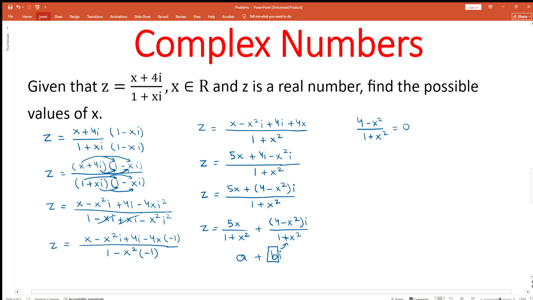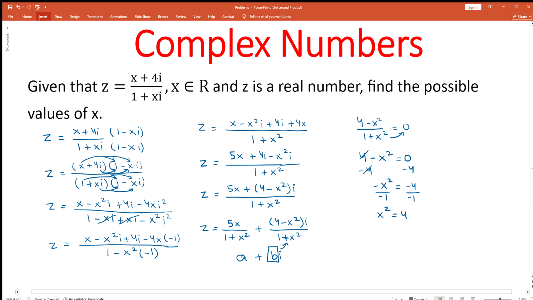We can solve this equation to find the possible values of x. We can cross multiply the denominator expression 1 plus x squared to the right side. I get 4 minus x squared is equal to 0. Next, we can move 4 to the right side of the equation. We should subtract 4 from both sides. Next, we can make x squared positive by dividing both sides by negative 1. I get x squared equals 4.